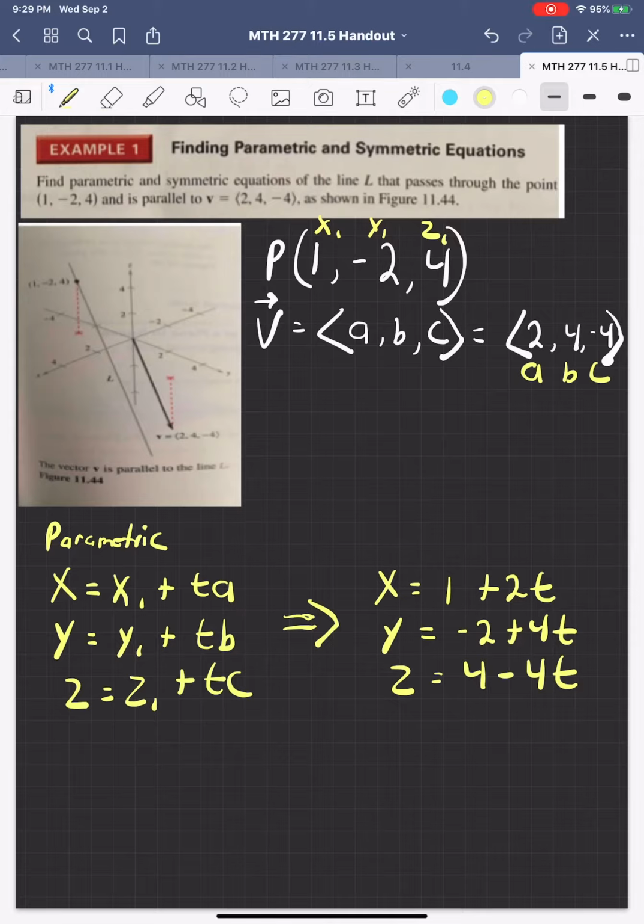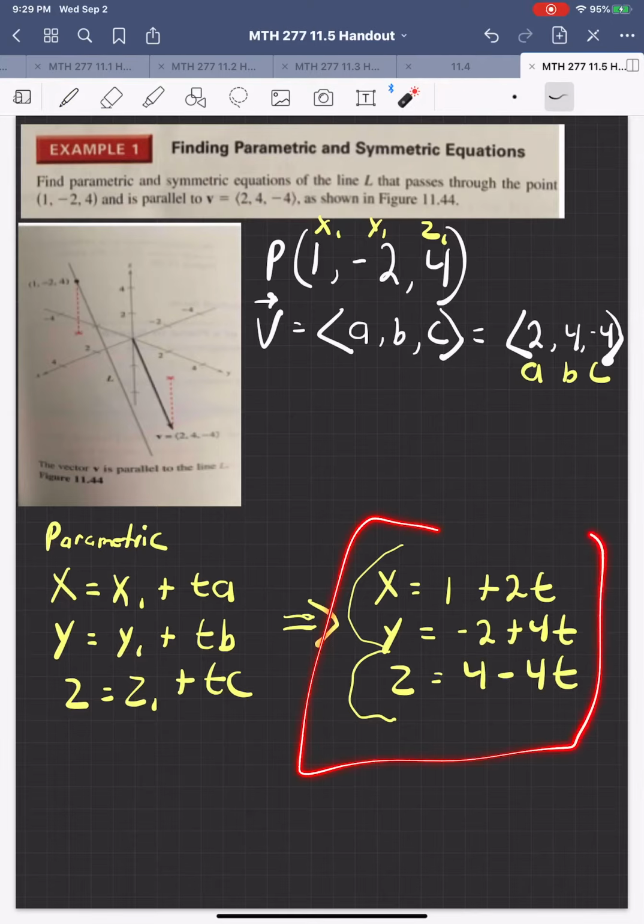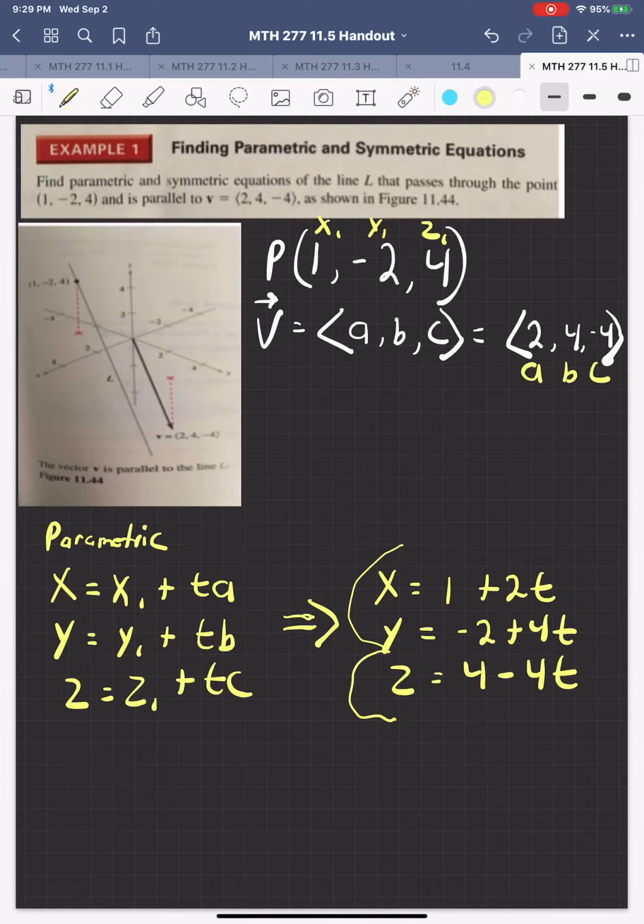All right, so this is fine. Notation-wise, this is fine the way I've written it. A lot of times we think about this as a system, and you'll see me write it like this. Finally, we've finished the parametric description. At this point, let's go ahead and go to the symmetric equations, and I'll change this color.